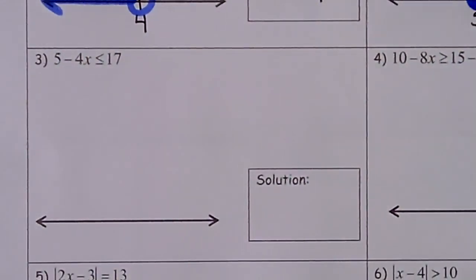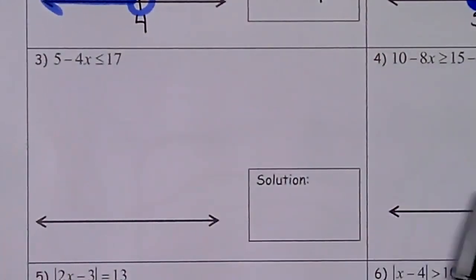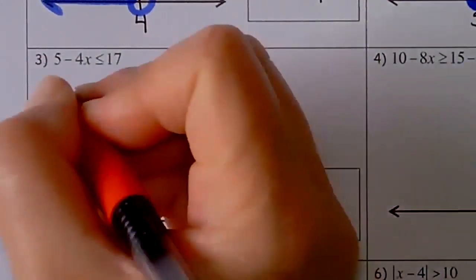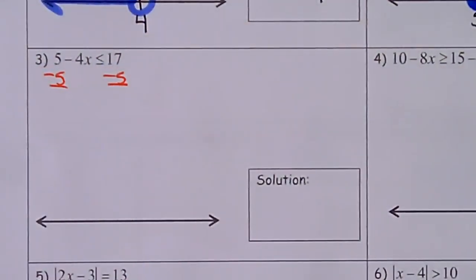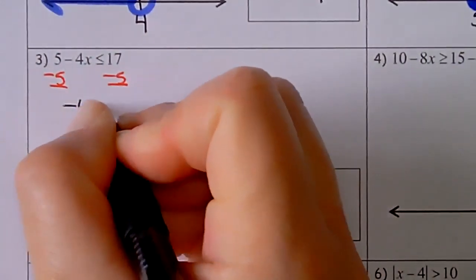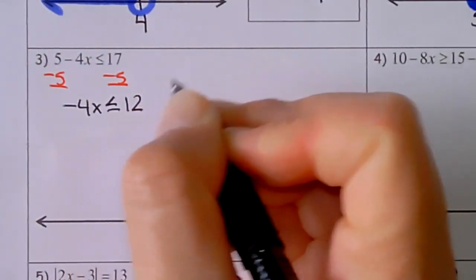So on number 3, my x is on the left-hand side, so I like that. I'm going to get my x by itself, so I'm going to minus 5, and I'm going to get -4x is less than or equal to 12.